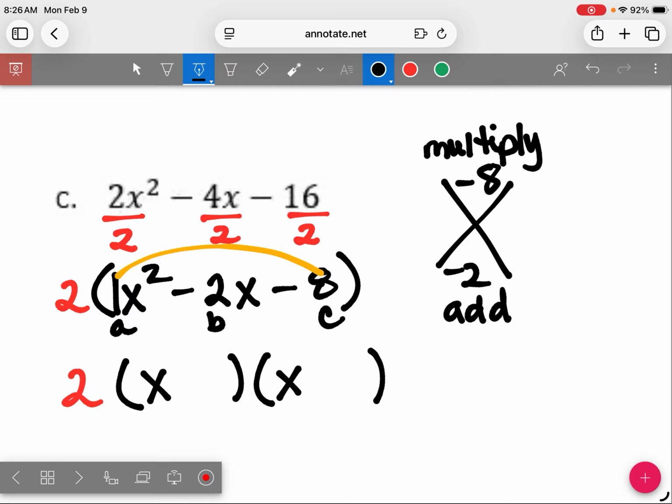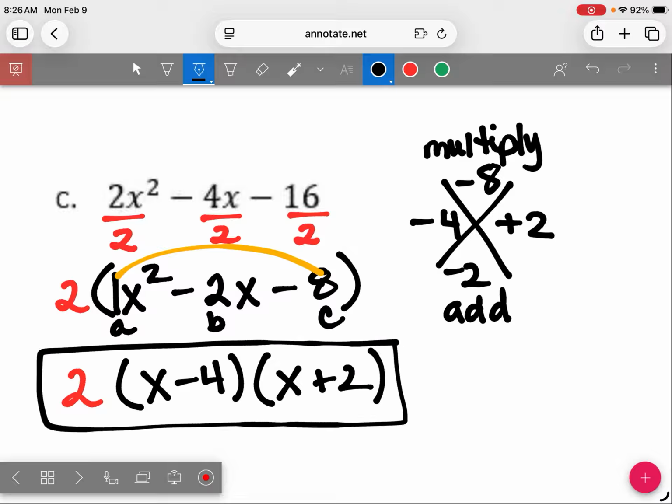All right, this one is a little trickier. Who found the numbers? I'm just curious. I'm not going to call on you. I just want to see who found it. Because that's the hard part. All right, who wants to tell me the numbers? -4 and +2. So I'm going to put a -4 in one and a +2 in the other.